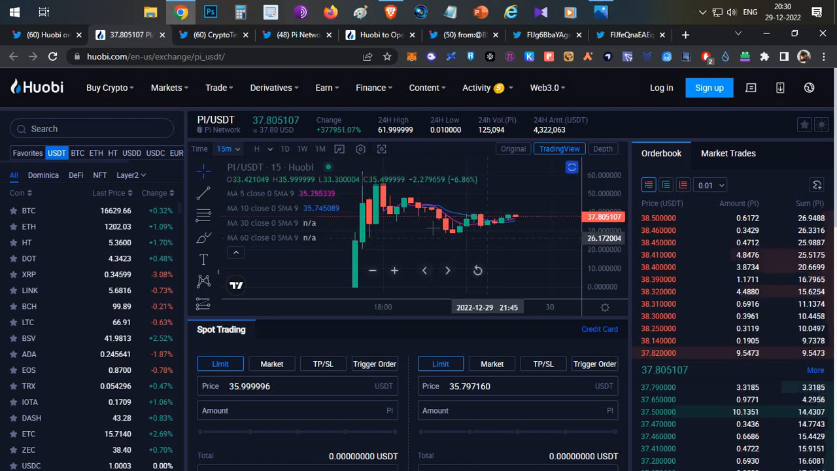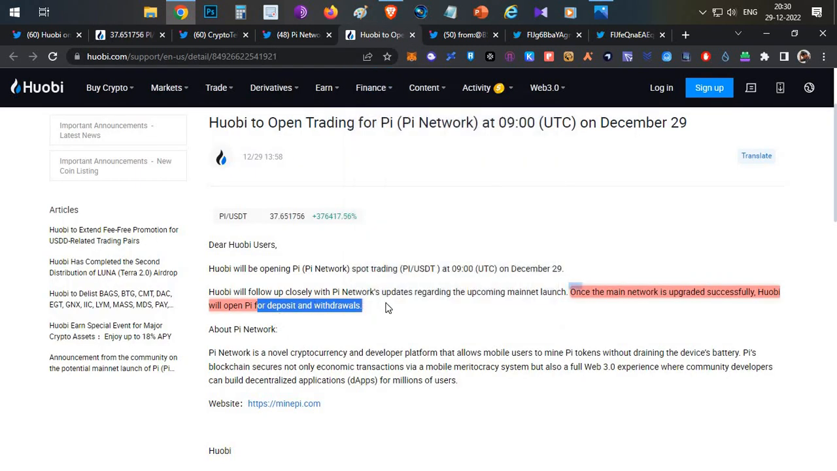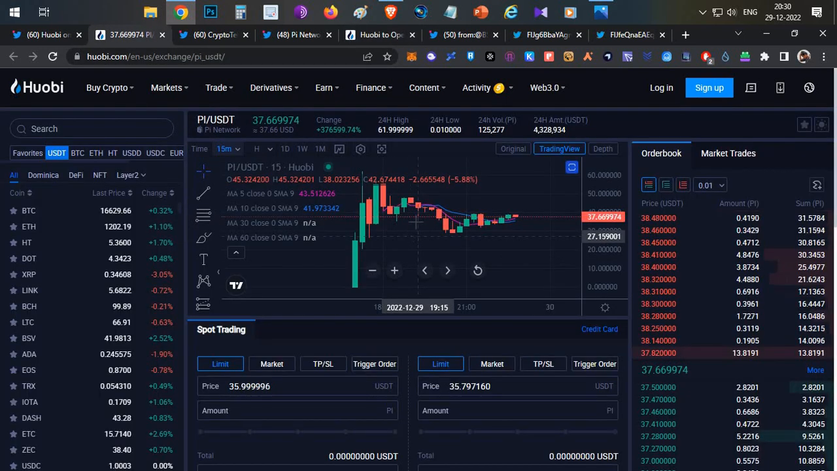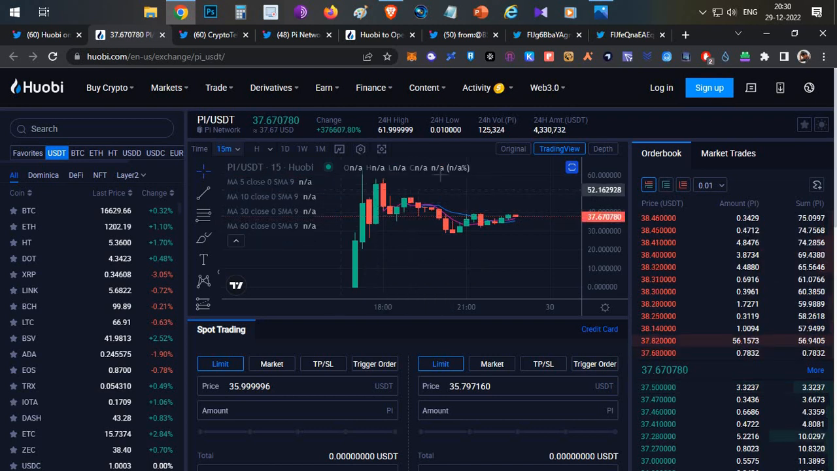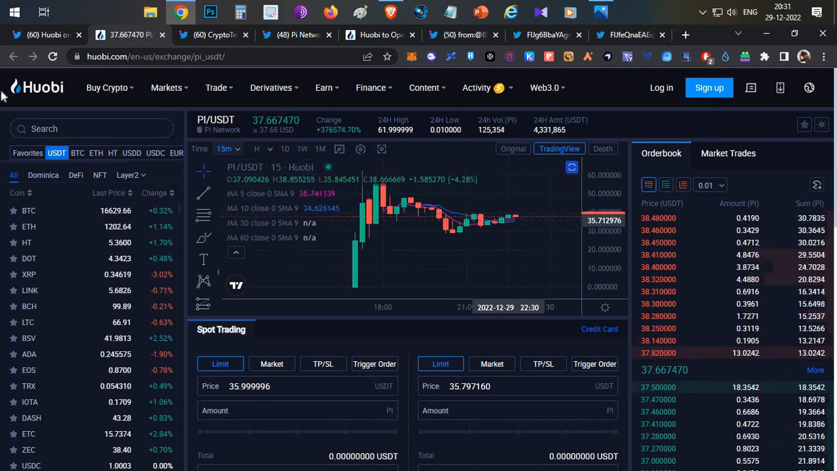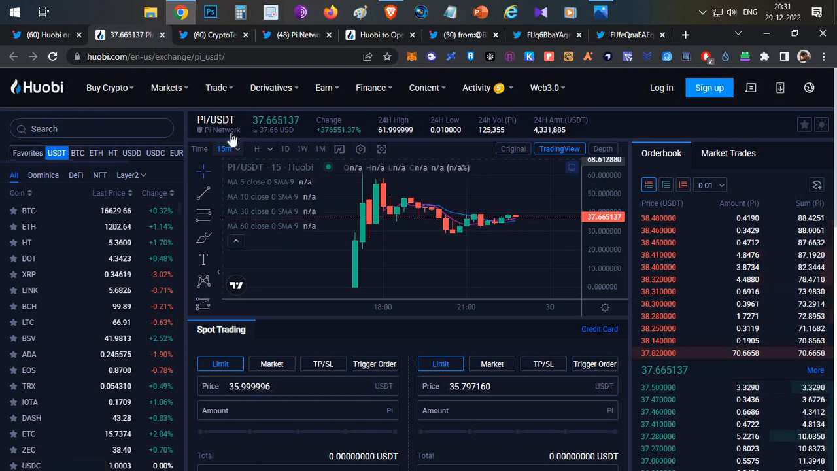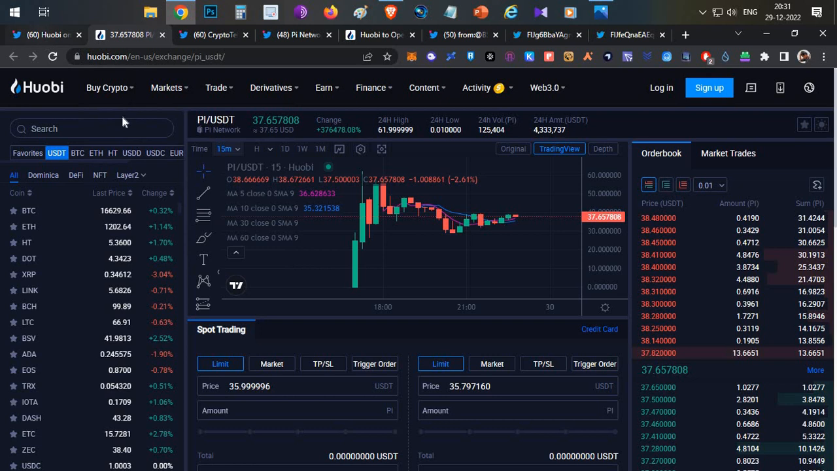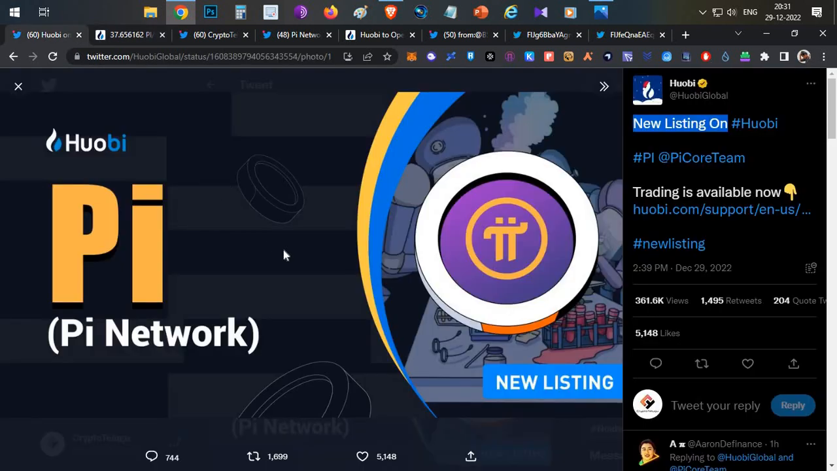Which means this token price may go higher than this, but it will not have any effective value, because once the mainnet is launched, users will start depositing and dumping those tokens on the platform. Right now deposit and withdrawal is also not available. So what you can do is buy or sell within the platform, and you cannot deposit your tokens and you cannot redeem them. That's why you should not buy such IOU tokens which are listed. This is not the first time. Previously this Pi token was also listed on multiple other small exchanges, but this time it is listed on Huobi. So that is very speculative.